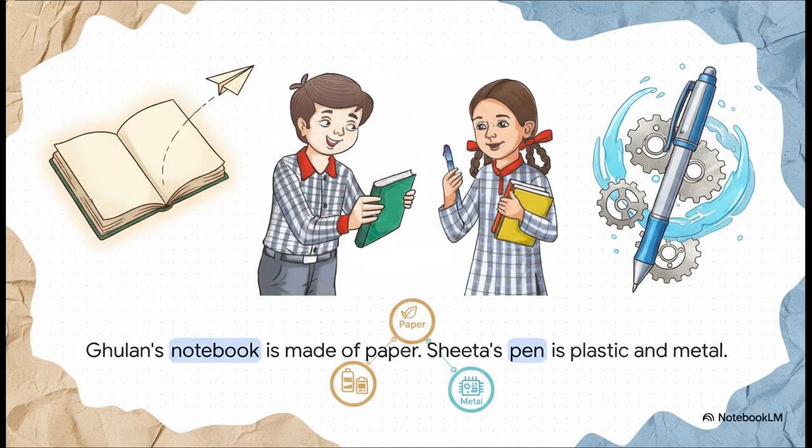Take Gulan and Sheeta Hair. They're pretty excited about their new school supplies. Gulan's notebook? It's made of paper. And Sheeta's pen? Well, that's made of plastic and metal. So you've got two different objects built from three totally distinct materials.